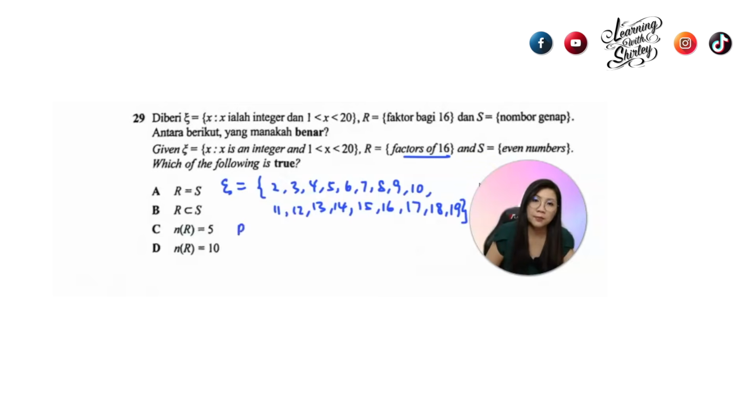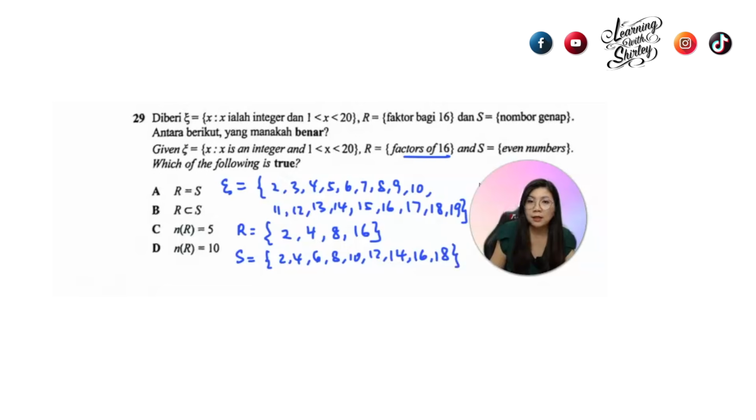And then R is factors of 16. So factors of 16 can be 2, 4, 8, and 16 itself. And then S is even numbers, so 2, 4, 6, 8, 10, 12, 14, 16, and 18. Okay, which of the following is true? R is equals to S? No, they are not the same, so out.